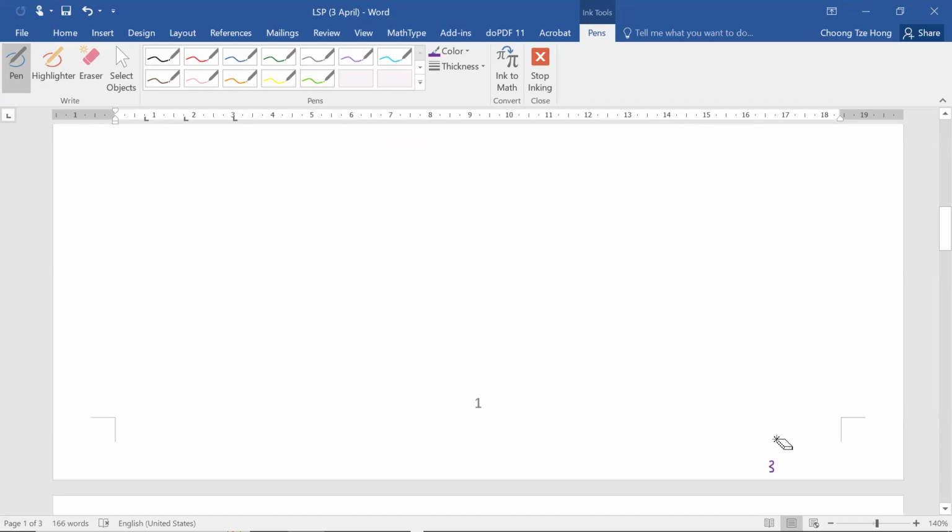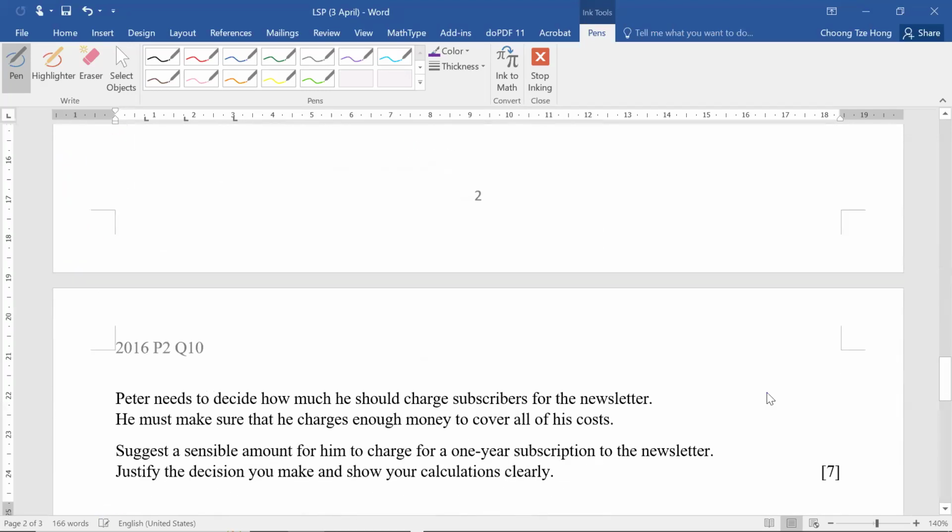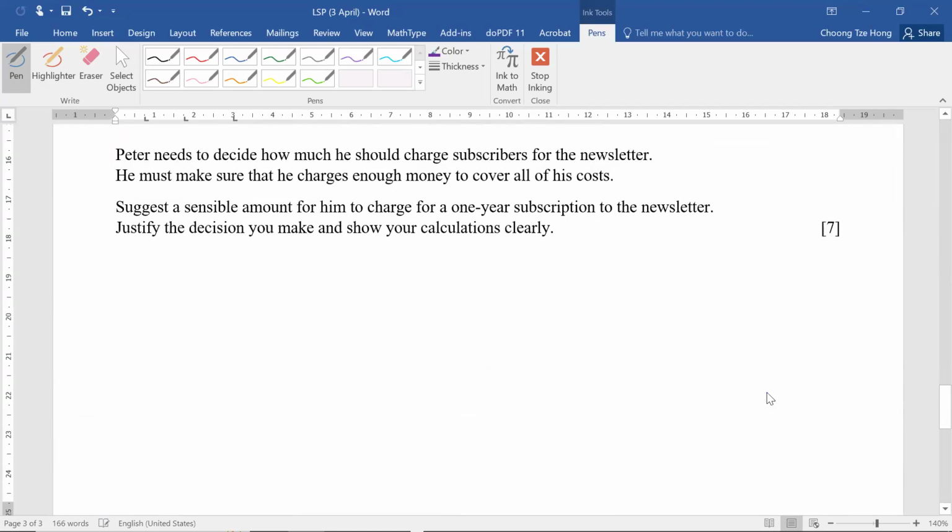So you can see that it's actually not too difficult to solve questions like this. Let's read the last part of the question. The last part of the question is usually a 6-mark, 7-mark question, where they ask you to justify certain decisions that you make. So Peter needs to decide how much he should charge subscribers for the newsletter. Now he's going to print the newsletter, and it's going to cost money because of mailing charges.